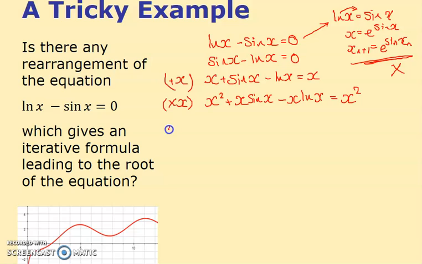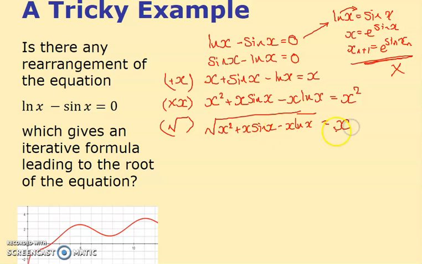Now the final step is I'm going to square root everything. So if I square root everything, it becomes the square root of x squared plus x sine x minus x log x. And that is all equal to, well, I've got to square root the left hand side and the right hand side, so that just equals x. And of course this is what I'm after. I'm after a formula that says x equals.